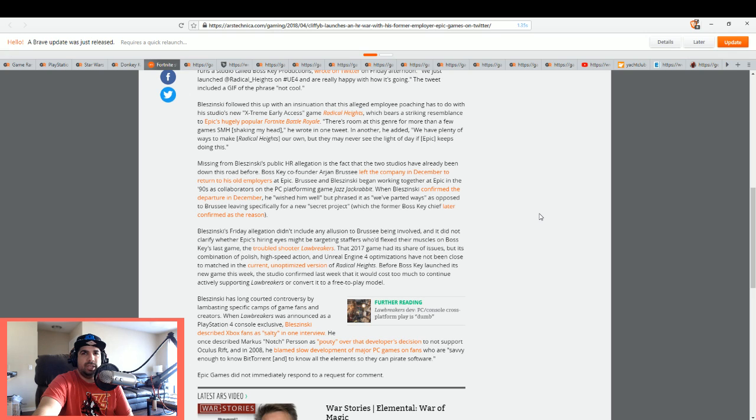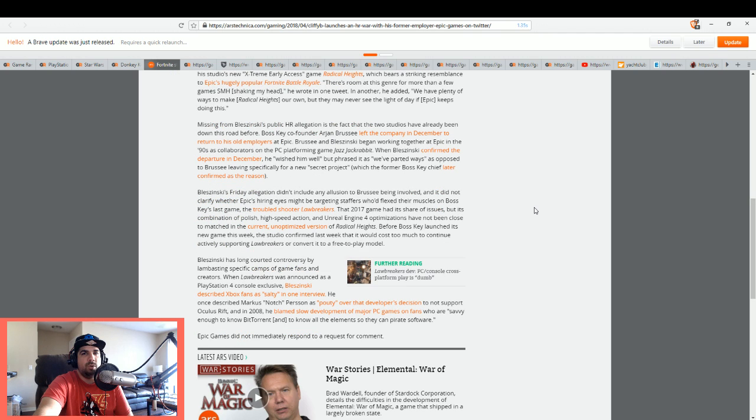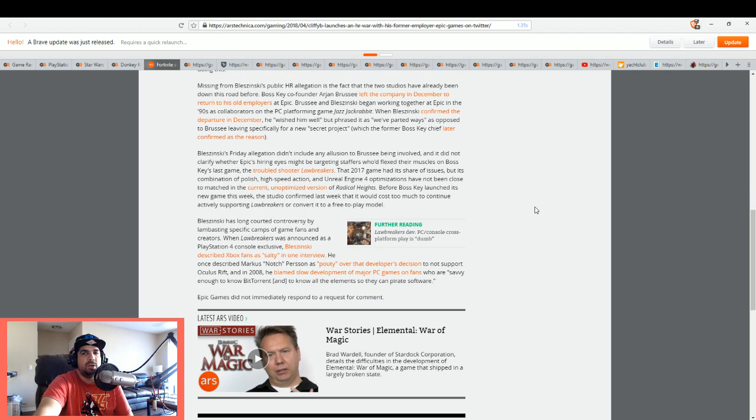And then in 2017, Lawbreakers had its share of issues, with a combination of polished high-speed action and Unreal Engine 4 optimizations that are not close to matching the current unoptimized version of Radical Heights. Before Boss Key launched its new game, the studio confirmed last week that it would cost too much to continue actively supporting Lawbreakers or converting it to a free-to-play model. Now, he says also that when Lawbreakers was announced, Bleszinski described Xbox fans as salty. He once described Notch as pouty over that developer's decision to not support Oculus Rift. And then in 2008, he blamed slow development on major PC games on fans who are, quote, savvy enough to know BitTorrent so that they could pirate software.